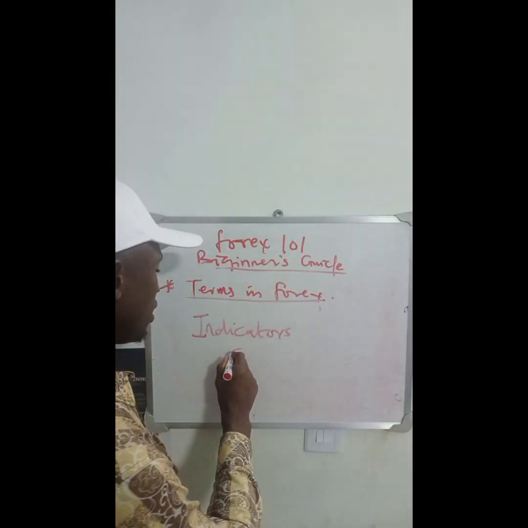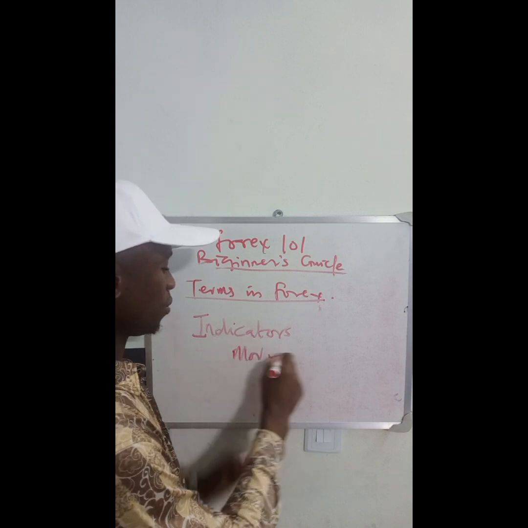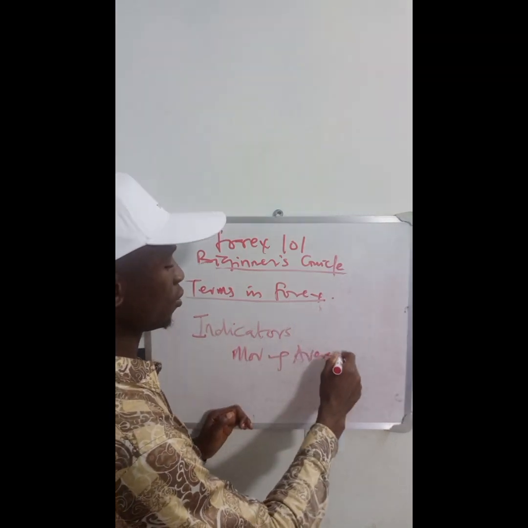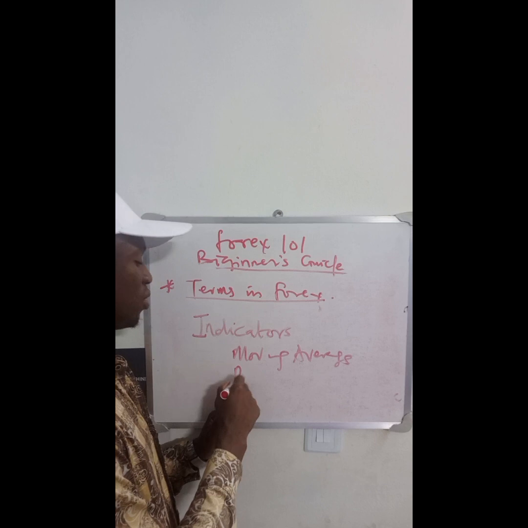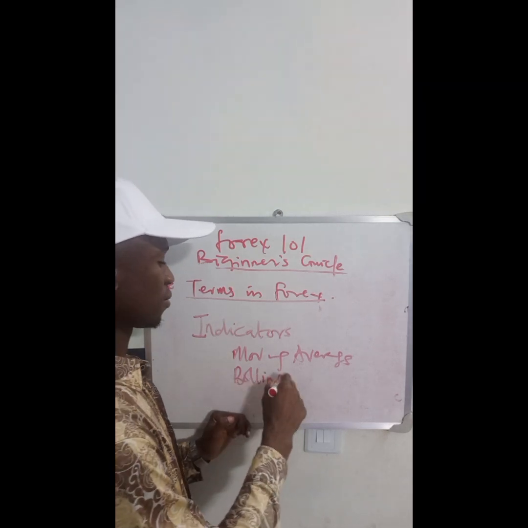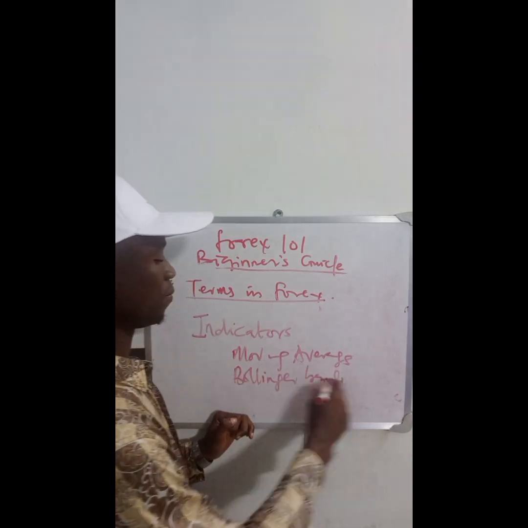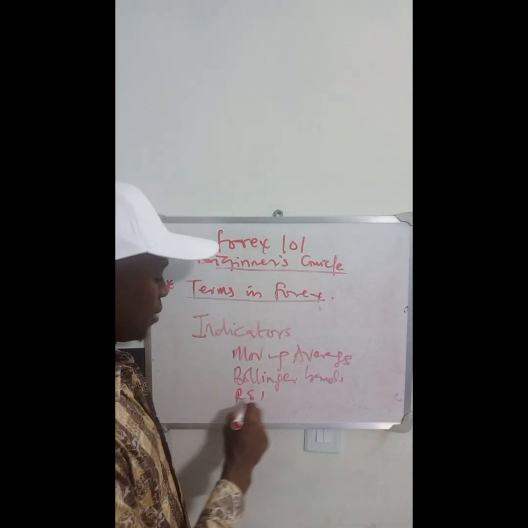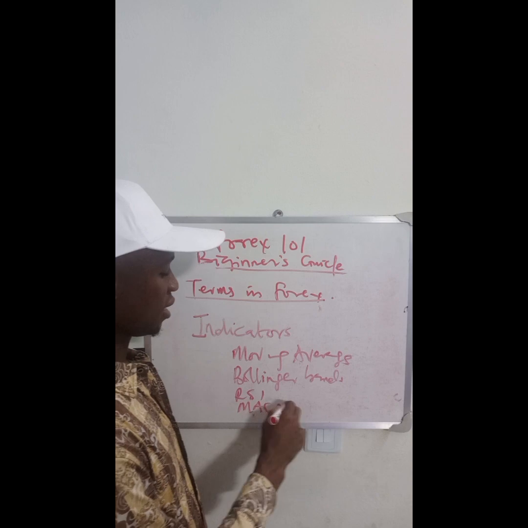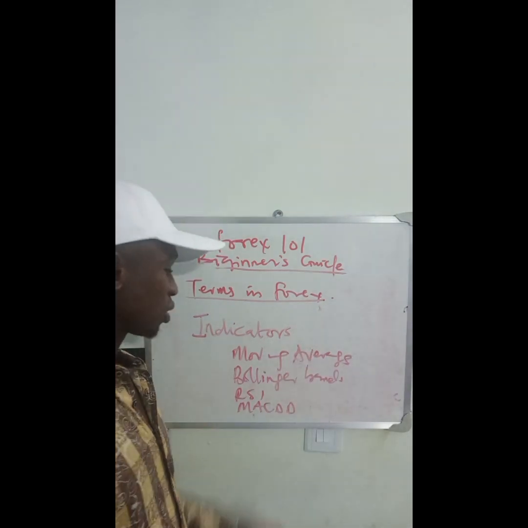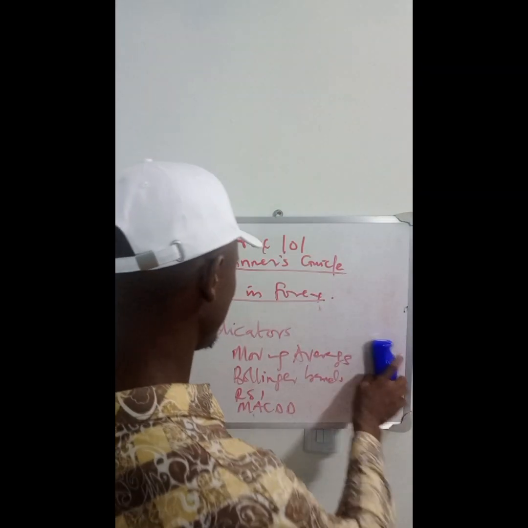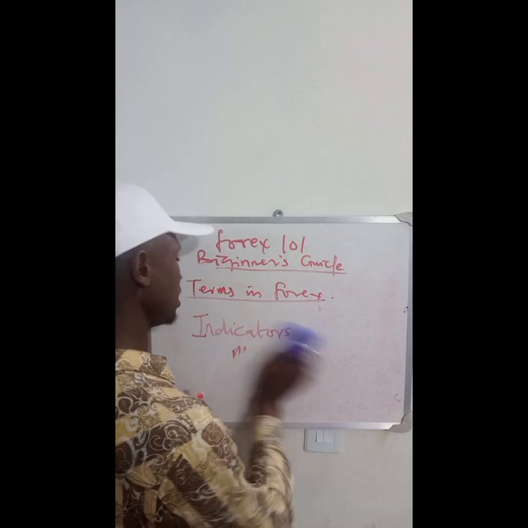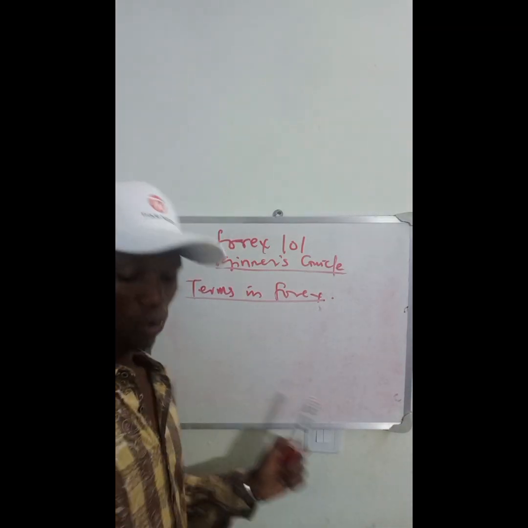For example, we have the moving average. We have Bollinger Bands. We have RSI, MACD, and the rest. So those are all indicators, technical parameters to help you analyze the market. They have their own functions.